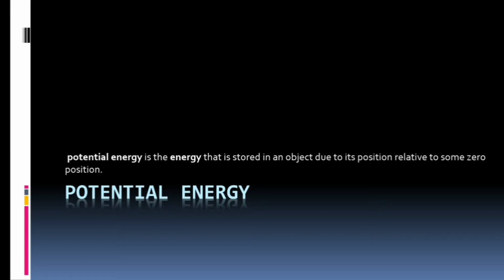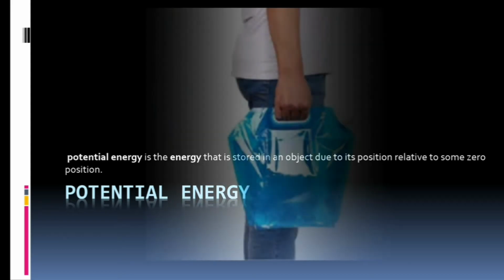If you remember, in our previous video, we have learned about kinetic energy. Kinetic energy is the energy stored in an object because of its movement, whereas potential energy is the energy stored in any object because of its position, and that position should be above ground.